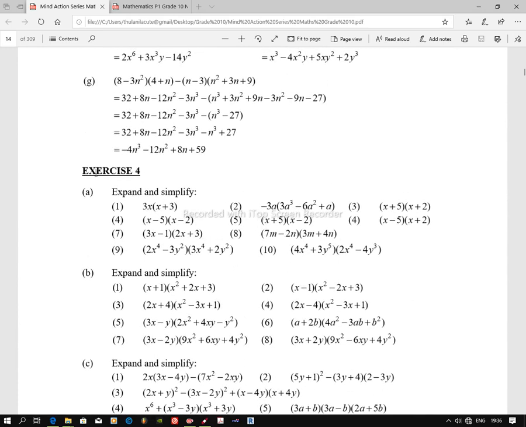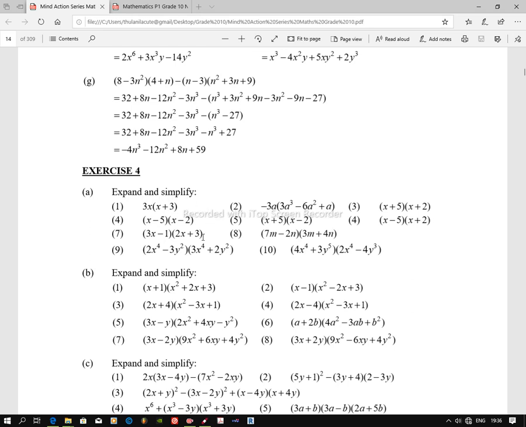We are going to look at exercise 4. Most of the students fail because they don't understand algebra. Algebra is the basics of mathematics. That's why in paper 1 you'll find that algebra is question 1, you understand. So let's just go to the board. I will choose exercise 4, where they say expand and simplify.